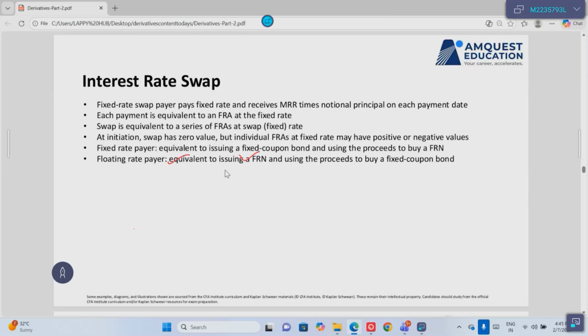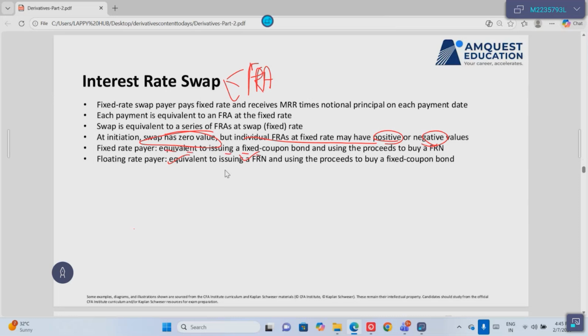Each payment is equivalent to an FRA at a fixed rate, where FRA is the basis. A swap is equivalent to a series of FRAs at the swap fixed rate. So basically, if I have several FRAs put together, I'll get an interest rate swap. Obviously, at the time of initiation, the swap has zero value, but later the value may become positive. So swaps essentially are nothing but a series of FRAs.